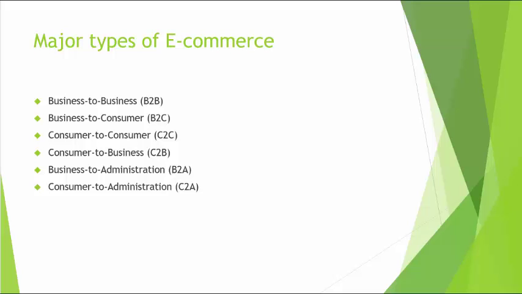I'm gonna talk about the first question of tutorial 1. There are 6 major types of e-commerce. The first one is business to business. Next is business to consumer, consumer to consumer, consumer to business, business to administration, and finally consumer to administration.